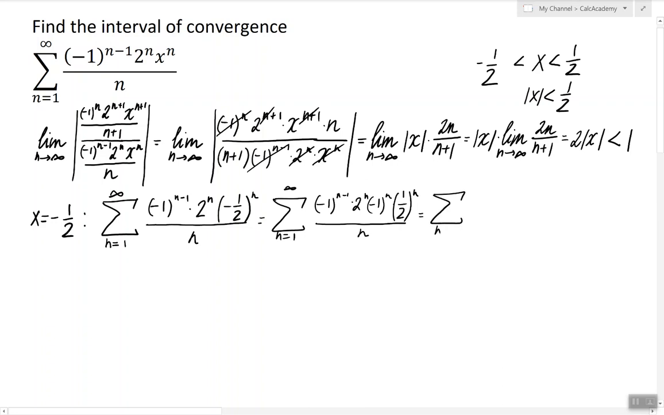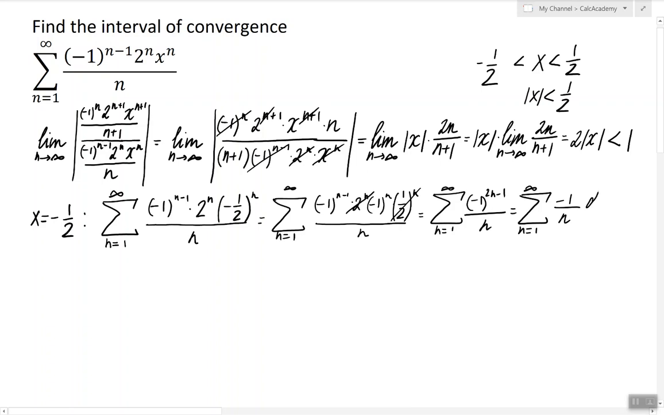And we see here that (-1)^(n-1) times (-1)^n together is (-1)^(2n-1). 2^n times 1 over 2^n is just 1. And it appears to be an alternating series, but actually 2n minus 1 is always odd, and -1 to the power that is odd is always -1.